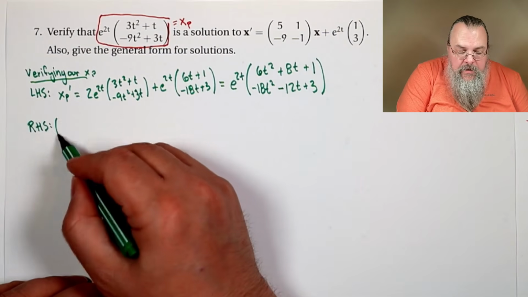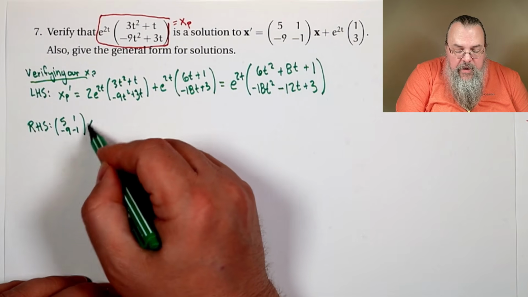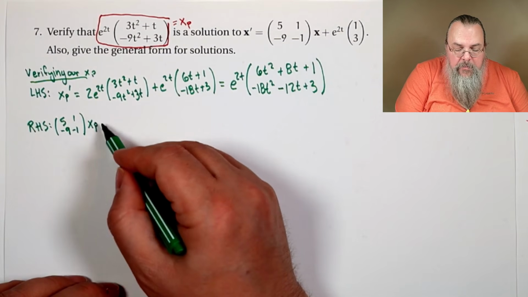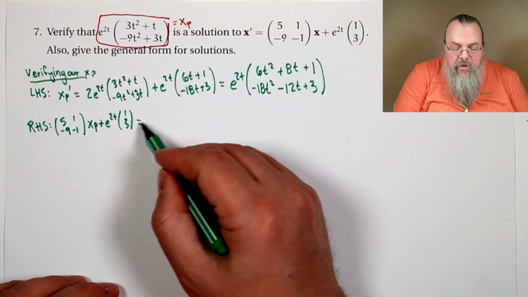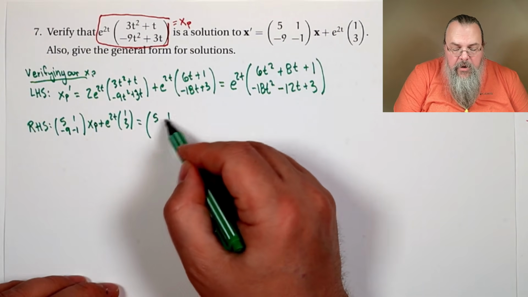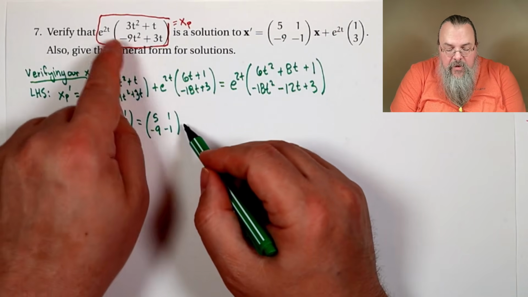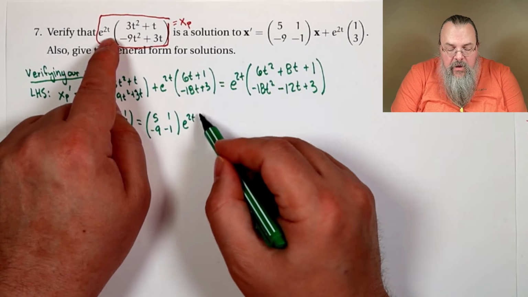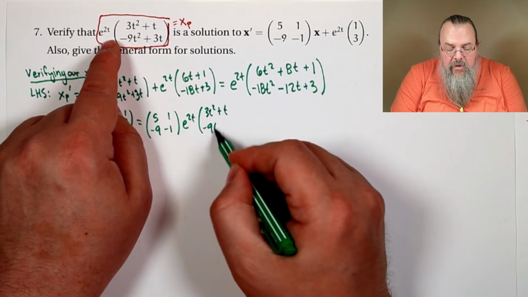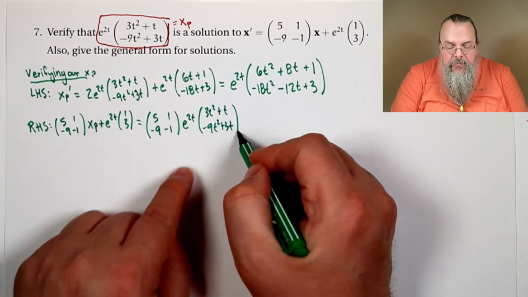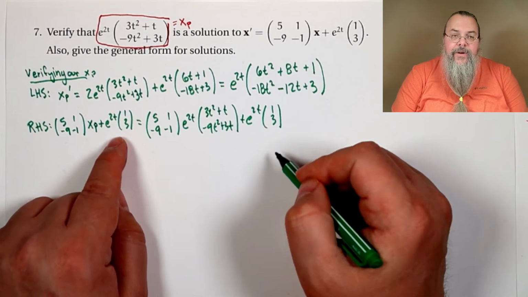So we're going to look at the matrix [5, 1; -9, -1] times xp plus e to the 2t times [1, 3]. Okay, so that's our [5, 1; -9, -1] times e to the 2t times [3t squared plus t, -9t squared plus 3t], plus e to the 2t times [1, 3].